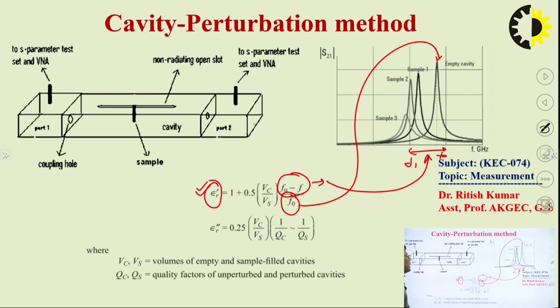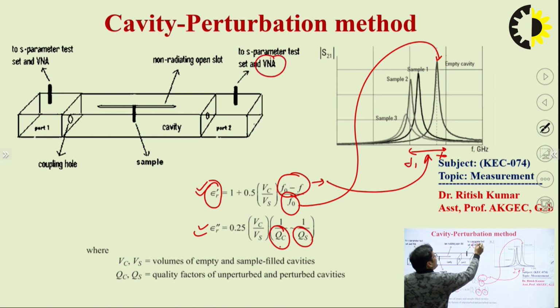Finally, we will get the real value of the relative permittivity. Because we have a complex permittivity, the imaginary part of the relative permittivity we can get by using this formula. Here we need to put the value of the quality factor of the empty cavity and the sample-filled cavity. These values we can directly read with the help of the VNA. VNA is the vector network analyzer.